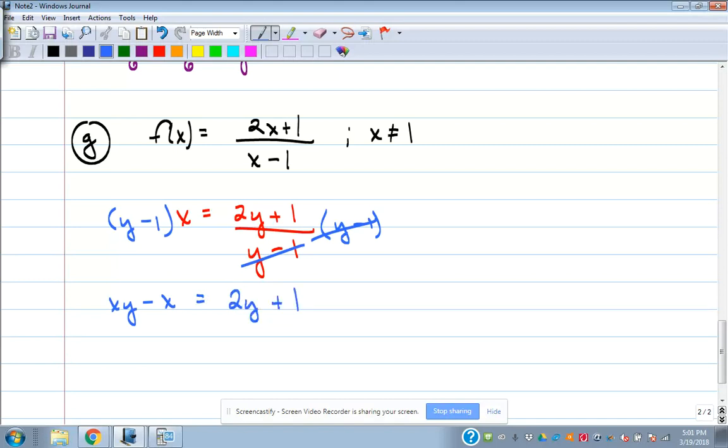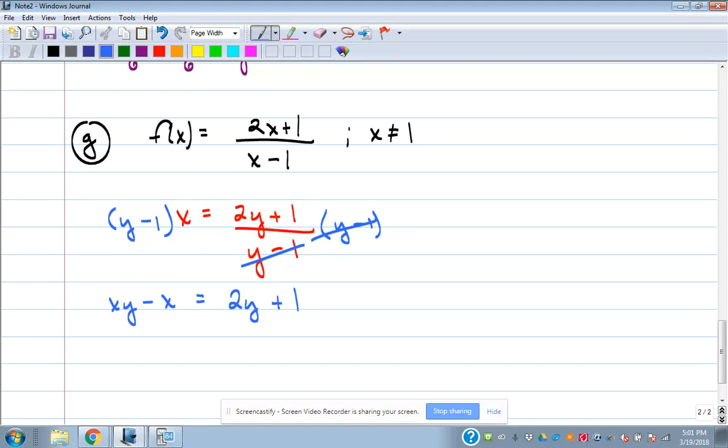Now, what am I trying to get by itself again? Y. I'm working to get y by itself again. What has y's? This guy has y, and then the 2y. They both got y's. This does not have a y. This does not have a y. So my job is to get everything that's got a y together, and get everything that doesn't have a y at all to the other side.